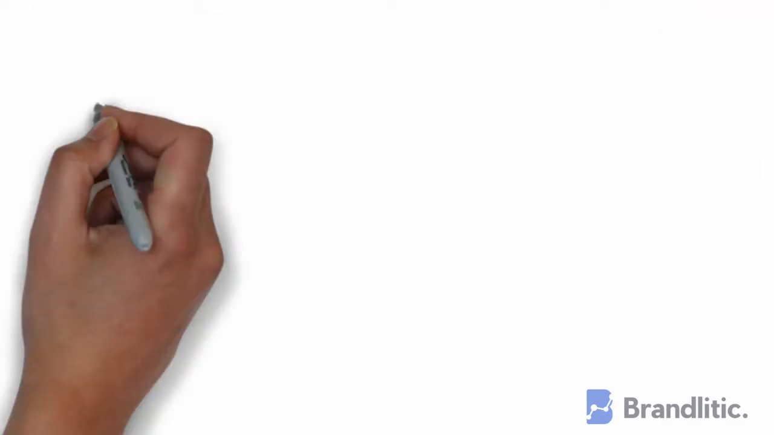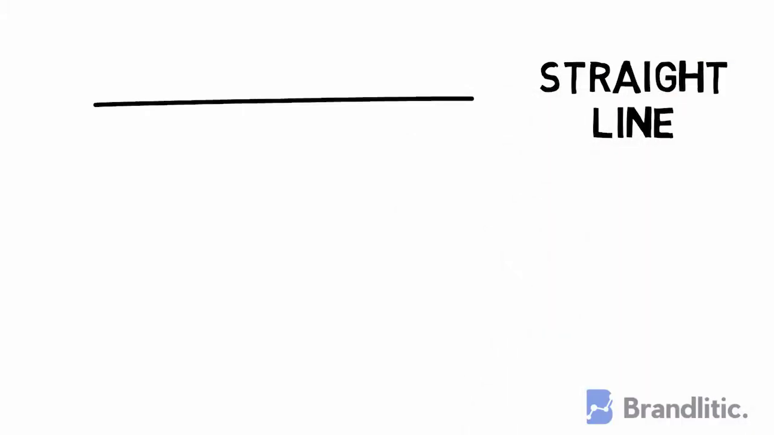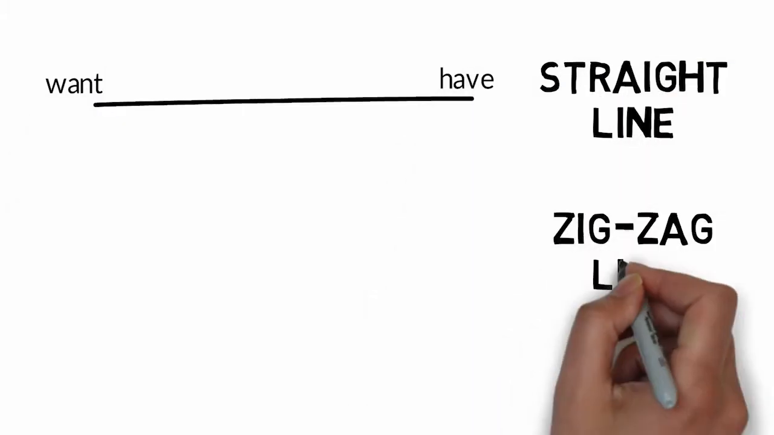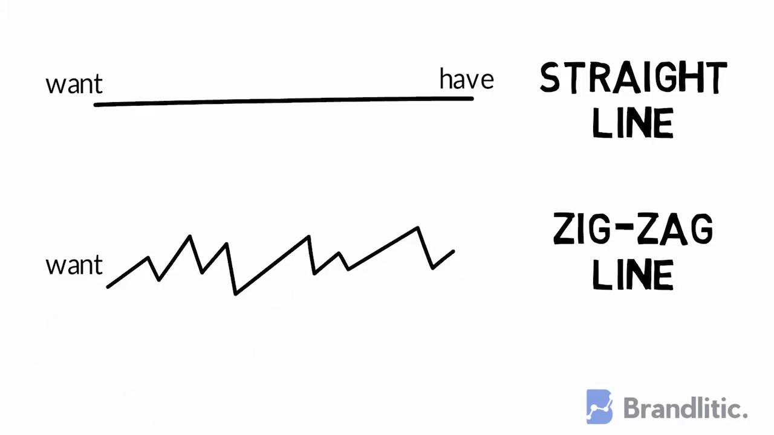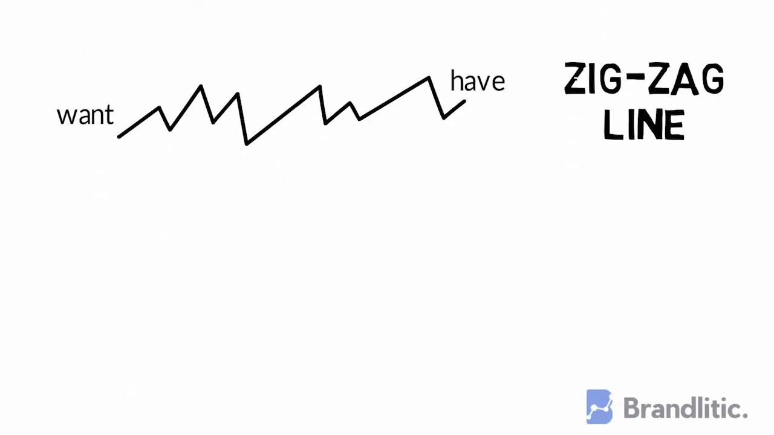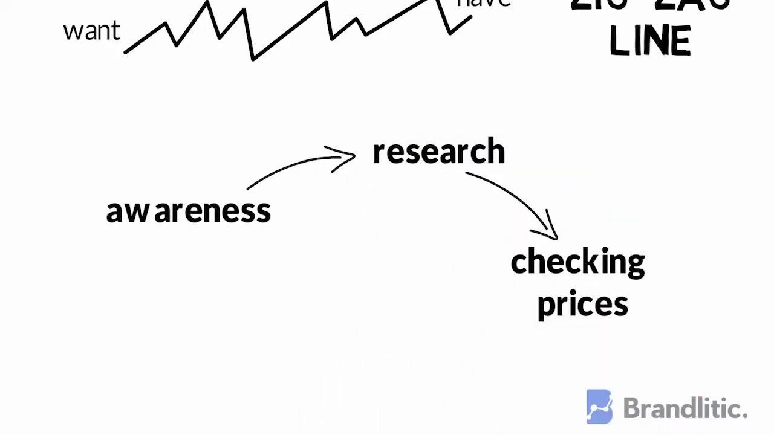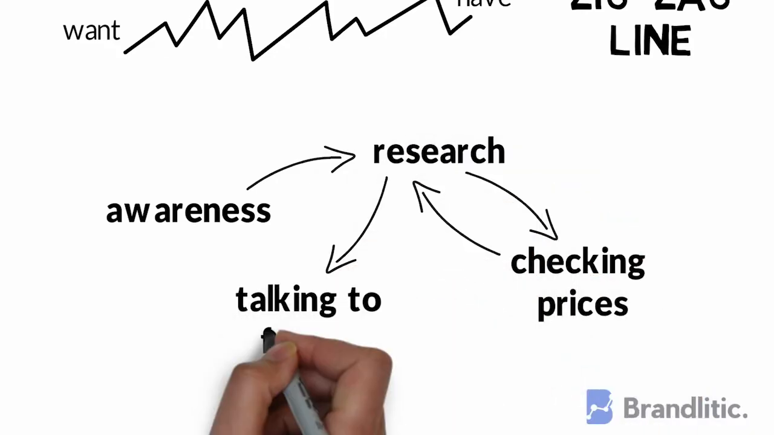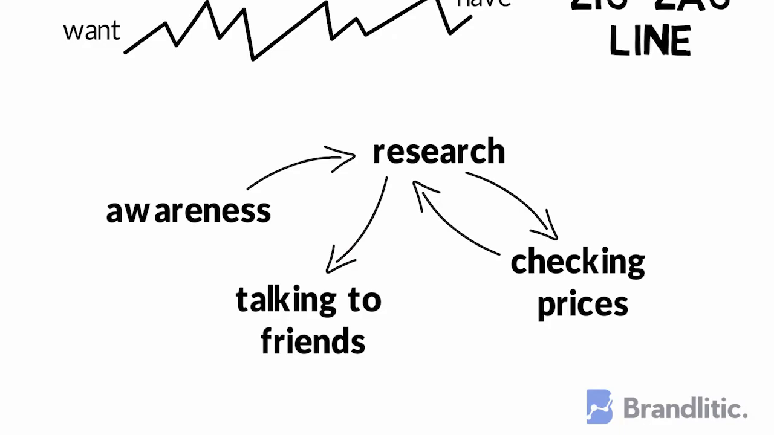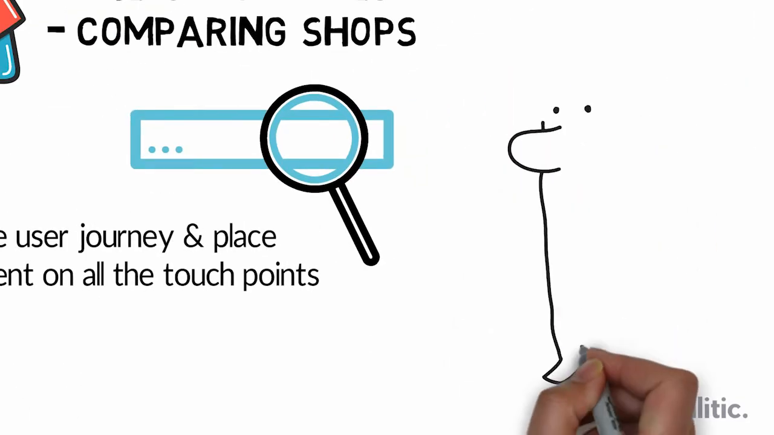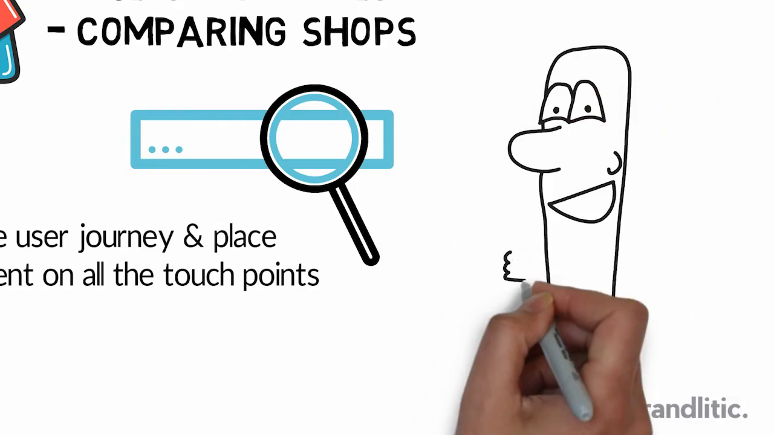Typically, many people think that user journey is a straight line, but in reality, you'll always come across a zigzag line moving in all directions. Users go from awareness to research to checking prices, back to research and talking to their friends about it, etc., etc. And it gets hard for you to get a sale. But eventually, the user makes a decision. Some users take hours, but some take months.